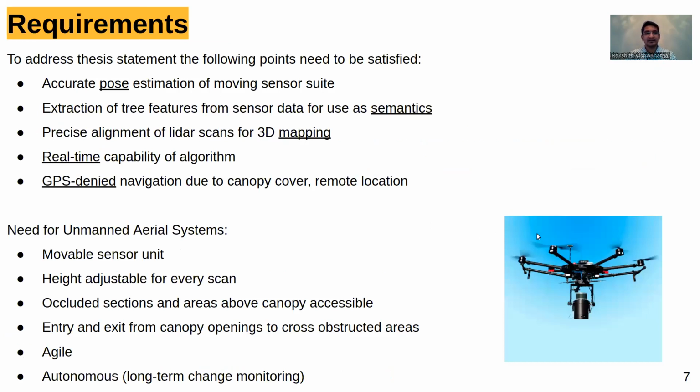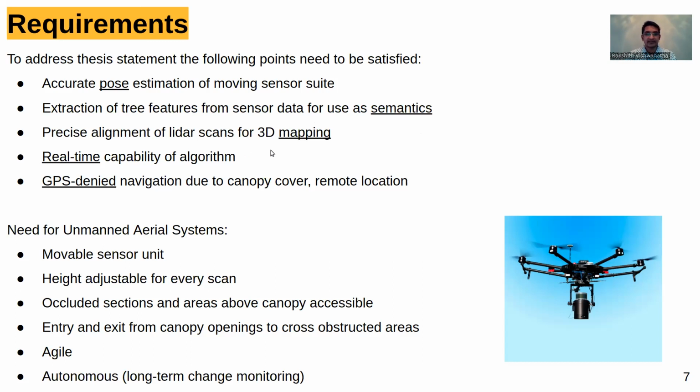So in order to address this thesis topic, these are the 4 points that we need to consider. We need to ensure that an accurate pose of the sensor suite is estimated. So we need to know where exactly we're taking measurements from using the set of sensors that I'll describe later. Once we collect some data, we need to be able to identify interesting features that will be used as information or semantics, using which we build the 3D map.